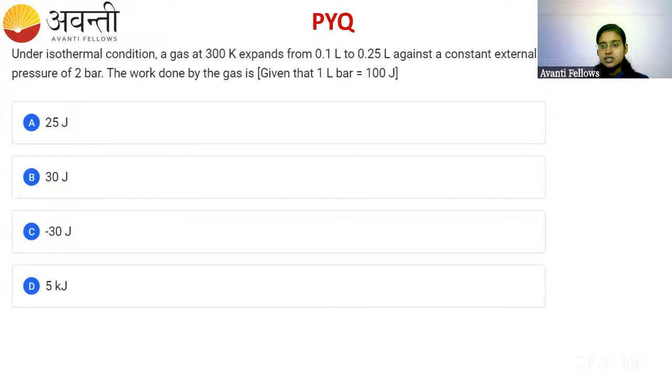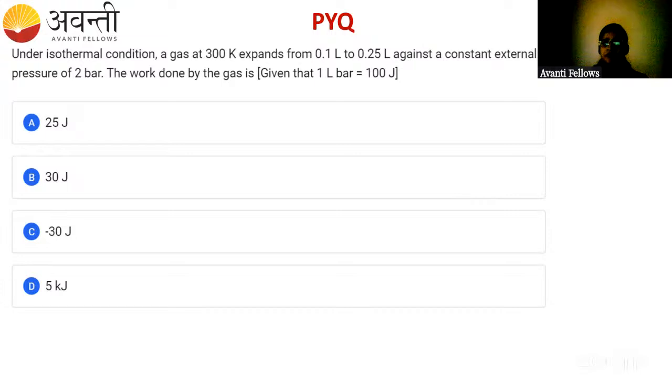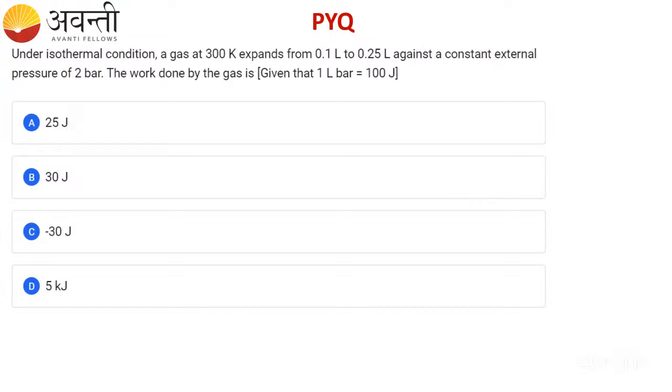So here is a question. Under isothermal condition, a gas at 300 Kelvin expands from 0.1 liter to 0.25 liter against a constant external pressure of 2 bar. The work done by the gases. And 1 bar value is given in terms of joules. Okay. 1 bar value is given in terms of joules also.